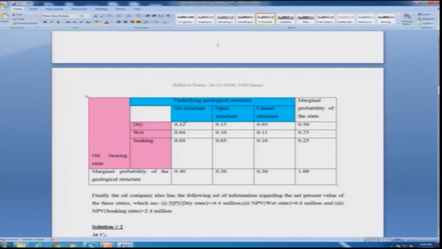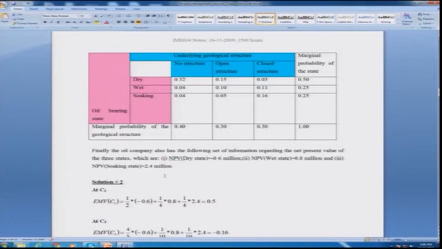Now, the values which are given inside are provided as conditional values. It means that given no structure and dry, the probability is 0.32. Or say, for example, soaking and closed, it is 0.16 or 16%. So, you will have the different values which are given. The oil company also has the following information: the net present value of the dry state is negative, minus 0.5, for the wet state it is positive 0.8, and for the soaking it is 2.4.